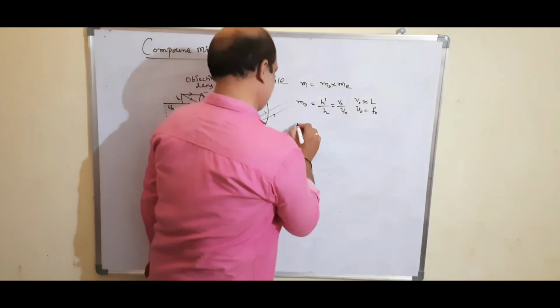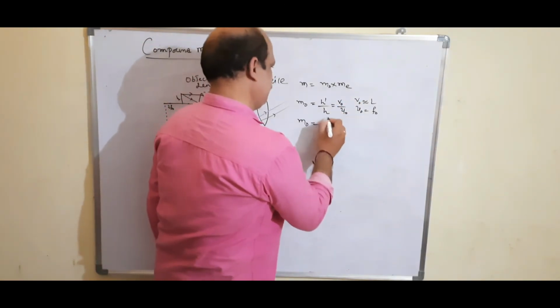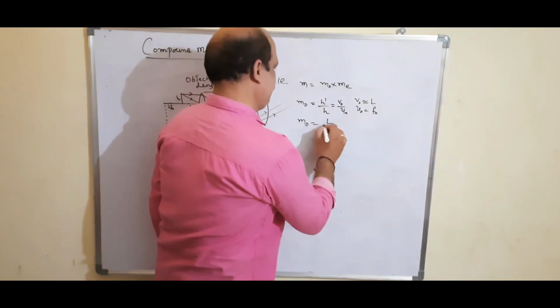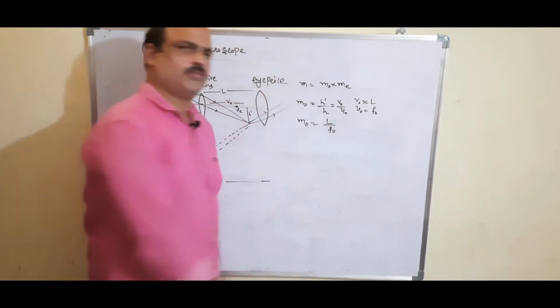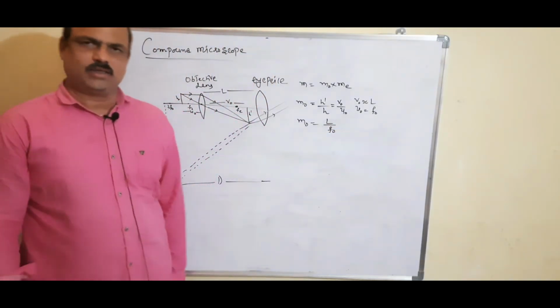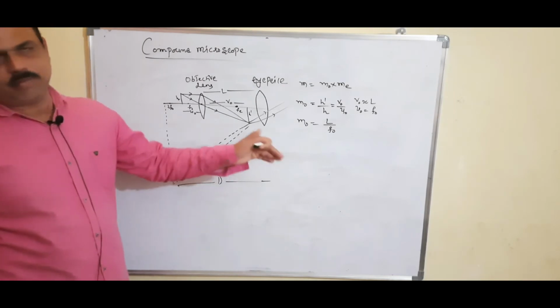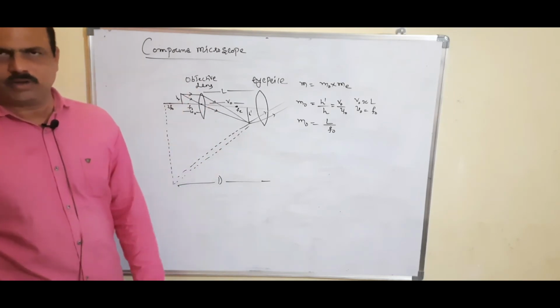Substitute these values in this equation. M0 is equal to L by F0. M0 is equal to L by F0. This is the magnification of objective lens.